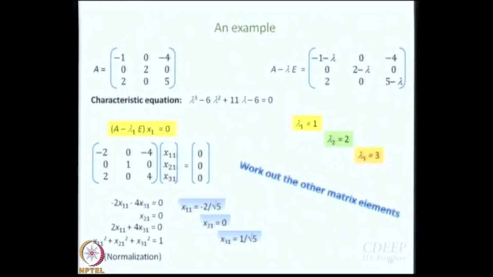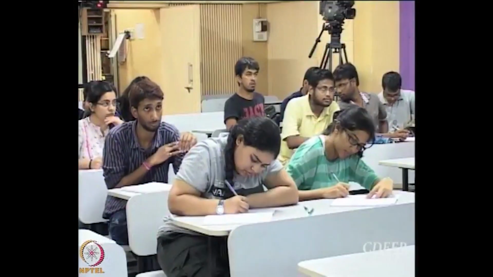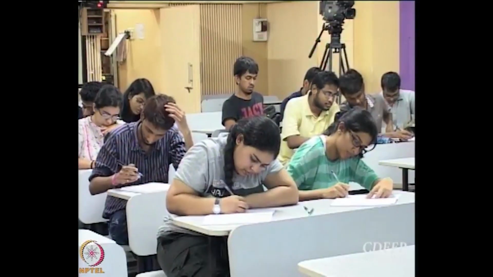Now I want you to work out lambda 2 equal to 2 or lambda 2 equal to 3. Maybe let us split. Lambda 2 equal to 2, this row, lambda 2 equal to 3. Let us work it out. Okay, for lambda 2 equal to 2, what is the matrix? What is the A minus lambda 2 E matrix? Minus 3, 0, minus 4, 0, 0, 0, 2, 0, 3. Now work it out. What are the equations?